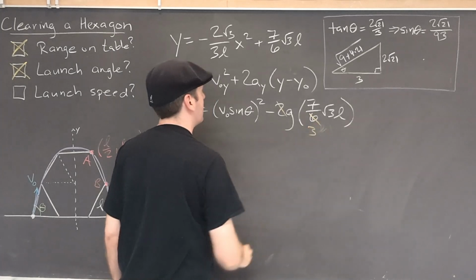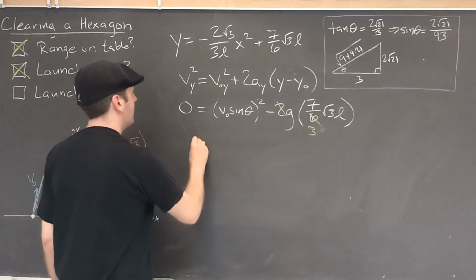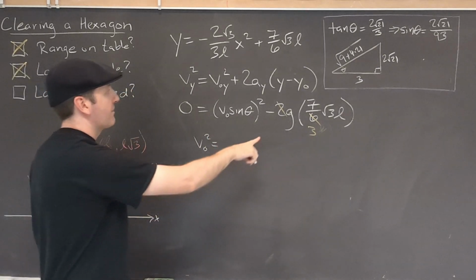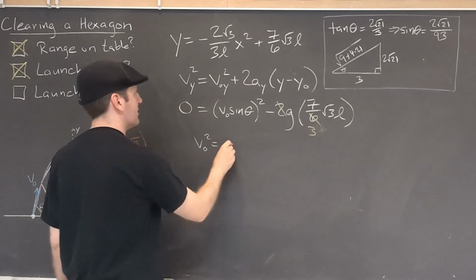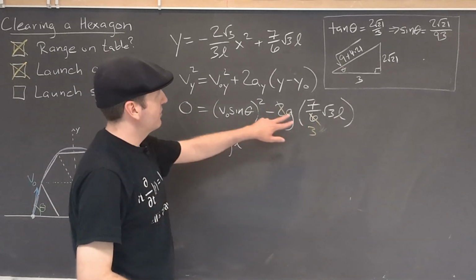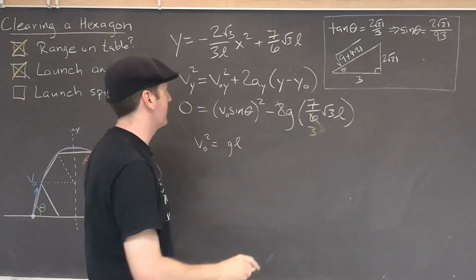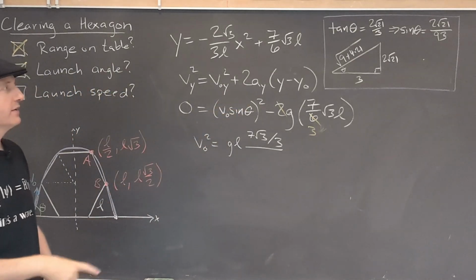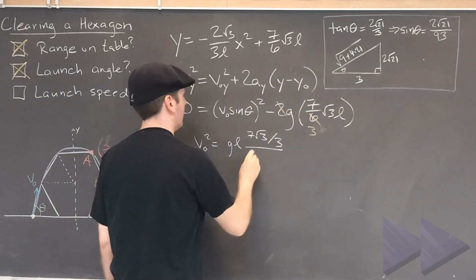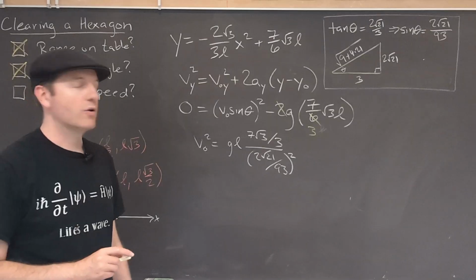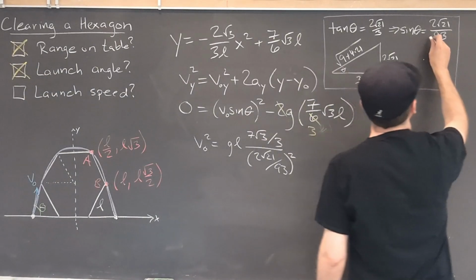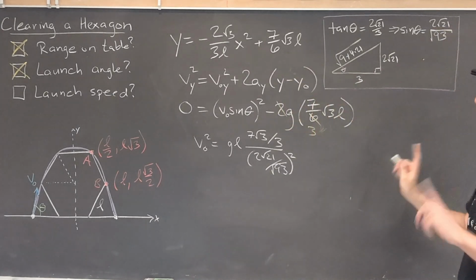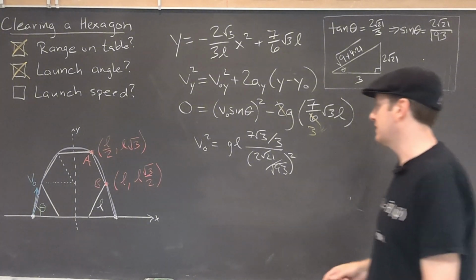I'll go ahead and cancel this down to a 3. Notice that v naught squared is going to be a g L, just to get the dimensions right here, and then some stuff. What do we have? 7 root 3 over 3, all over sine squared. This thing squared. Okay, I actually am also realizing this should have had a square root under it. My bad. Okay, now we're going to simplify this as much as we possibly can.